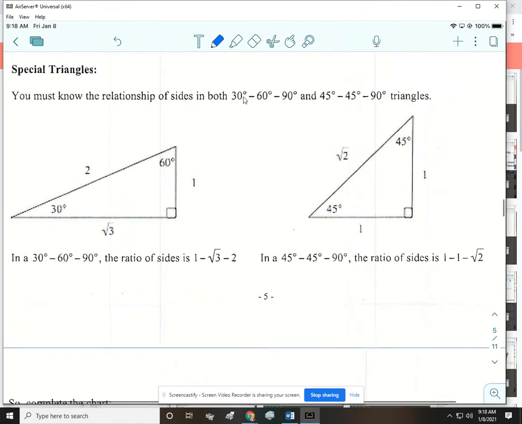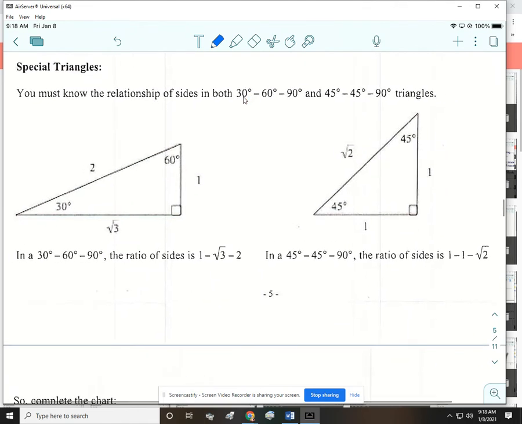So on page 5, it talks about what I did in that Friday video that you guys did. And so if you understood that, you're going to be way ahead. So that's going to be really great news. But it shows the ratios of 30-60-90 triangles and 45-45-90 triangles.